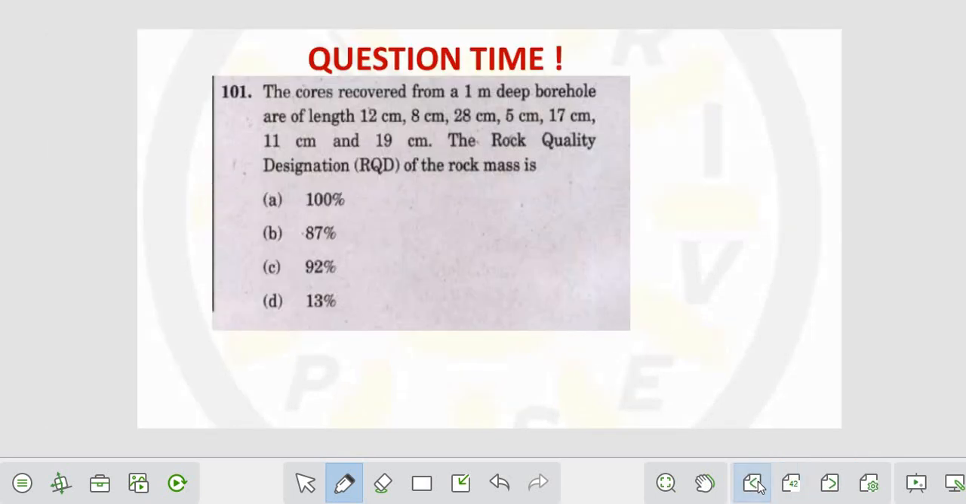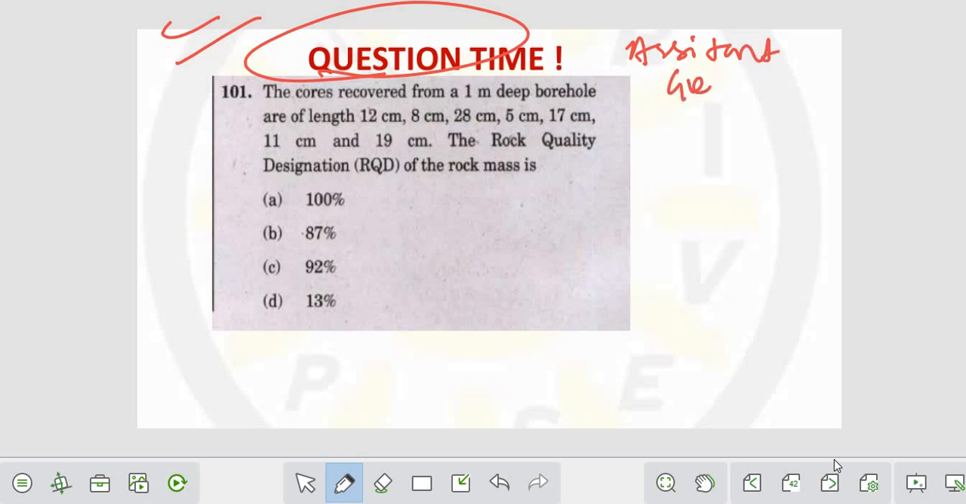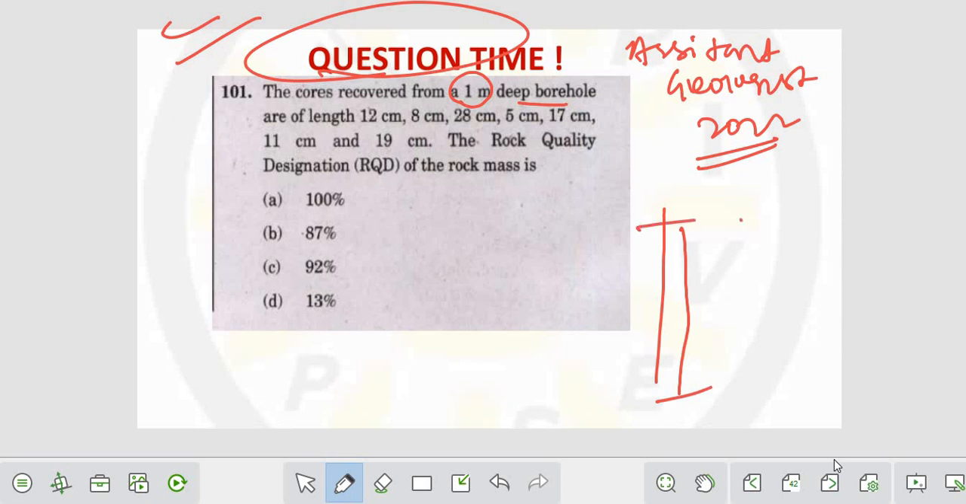Let's go to the formula. Now it's time for the question. ठीक है? So this question has been asked in the Assistant Geologist 2022. Okay, the core recovered from a 1 meter deep borewell, मतलब ये 1 मीटर तक बोरिंग हुआ है, ड्रिलिंग हुआ है.